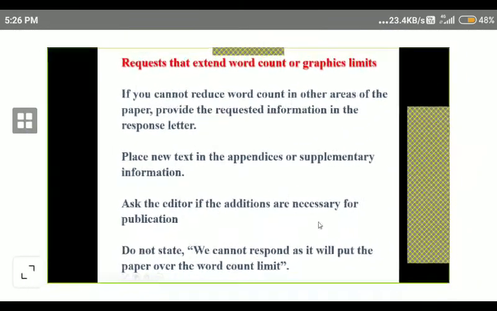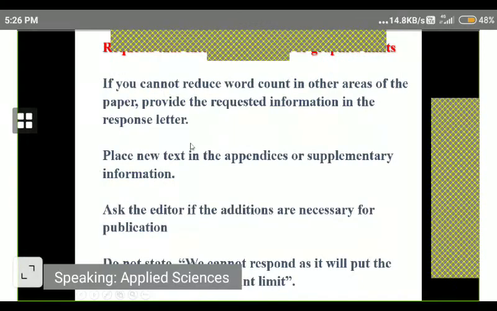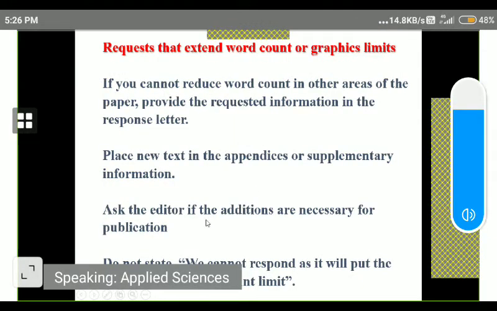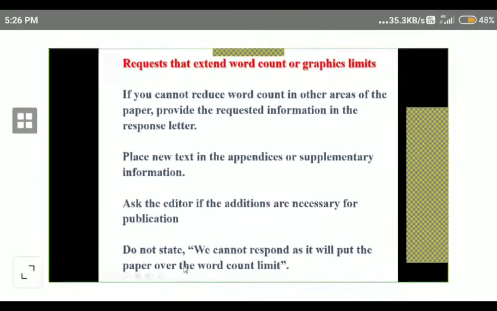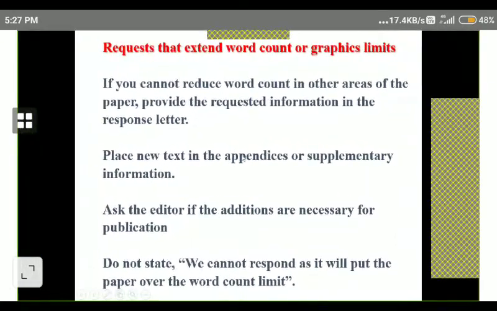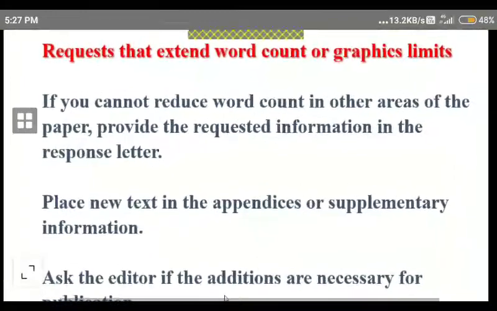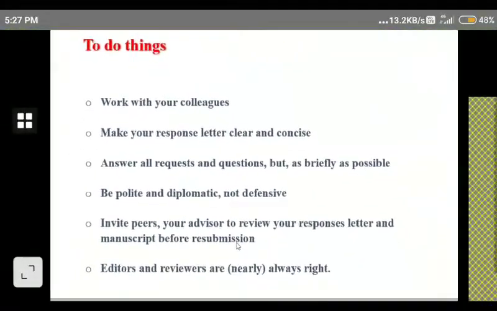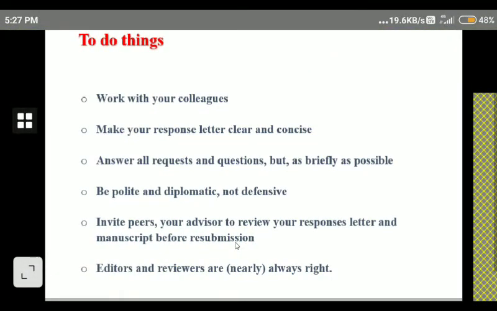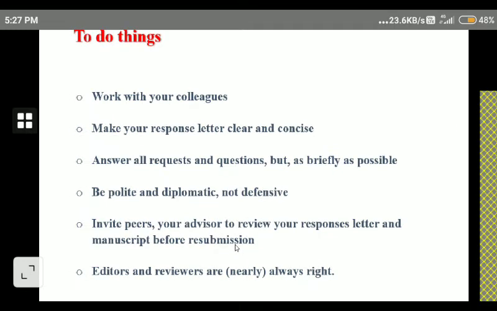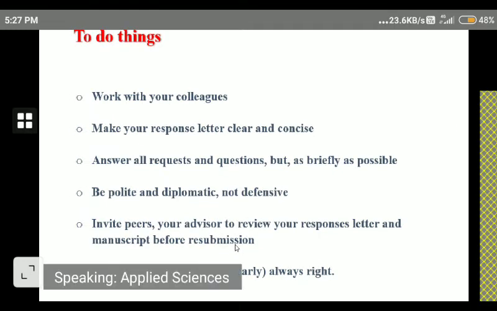And this is again about extending the word count or graphical limits, whatever we talked about. In that case, you have several options. Don't increase the word limit without taking the editor's permission. If the editor thinks that is okay, then you can write it in the response letter. You can add a supplementary file, and you have the addition if the editor approves. So that choice you have. As junior researchers, you have several options available. For senior researchers, this whole presentation may not be very useful, but it was only targeting the junior researchers.